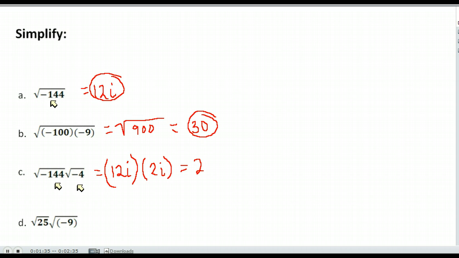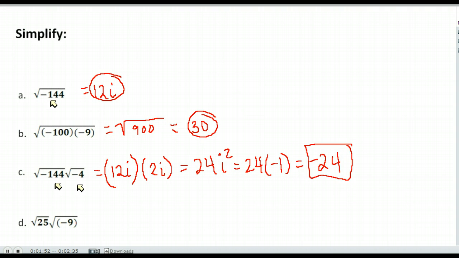12 times 2 is 24, and i times i is i squared. In simplification, we can't have an i with an exponent bigger than 1. So what is i squared equal to? Remember that i squared is -1. So we end up with an answer of -24.